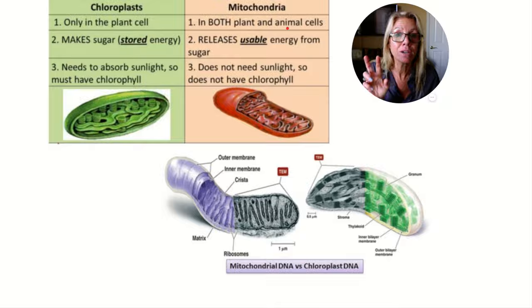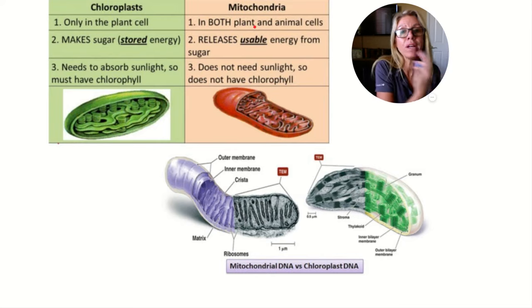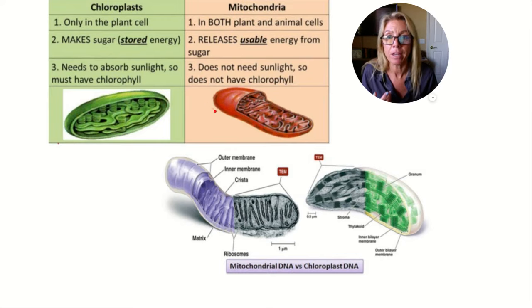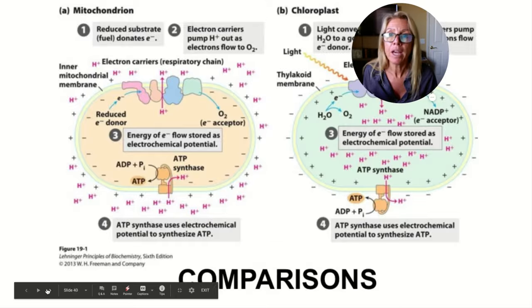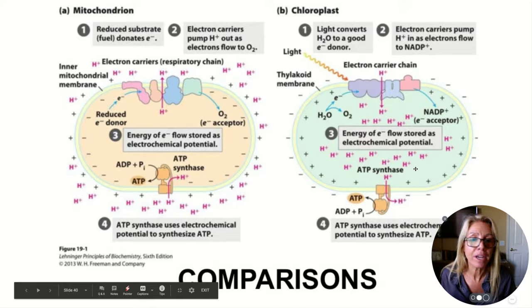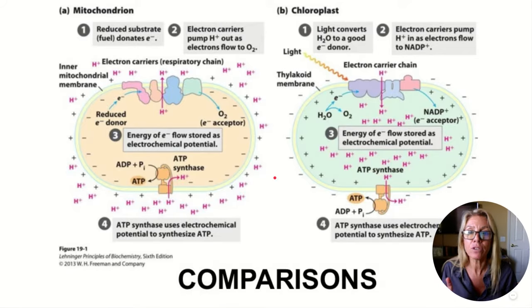All eukaryotic cells are going to have mitochondria, and they're going to oxidize that glucose to generate a tremendous amount of ATP. So mitochondria don't need sunlight, but chloroplasts do. Okay, here is another one. Not scary, I promise. Just take a minute to take a look at it. Just absorb it for a minute.